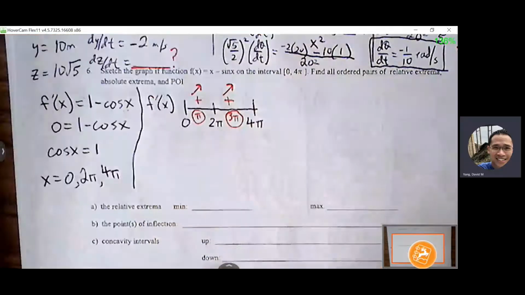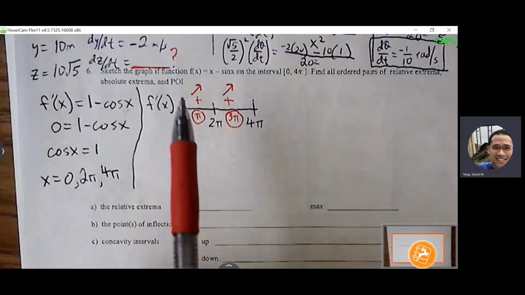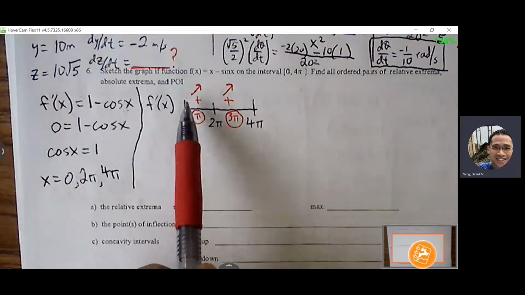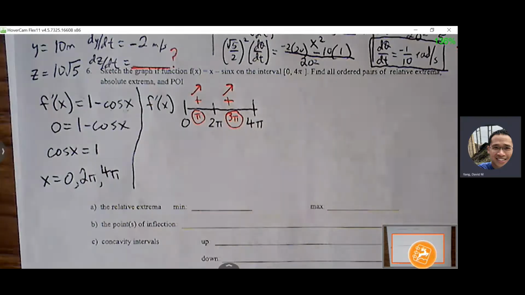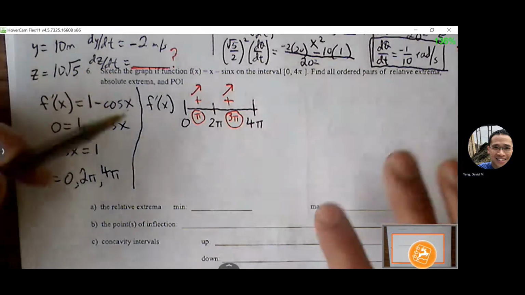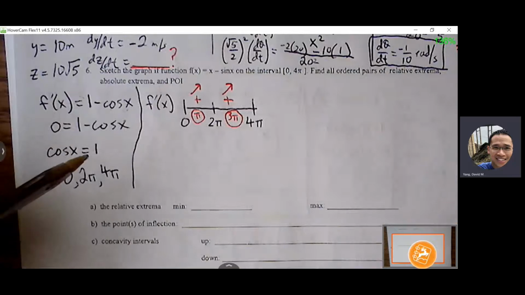So we know how the graph is going to behave in terms of its slope. It's always going to be a positive slope. At 2 pi, the graph is going to kind of flatten out for a moment, but it's going to continue rising. Okay, we'll come back and gather all that information later.